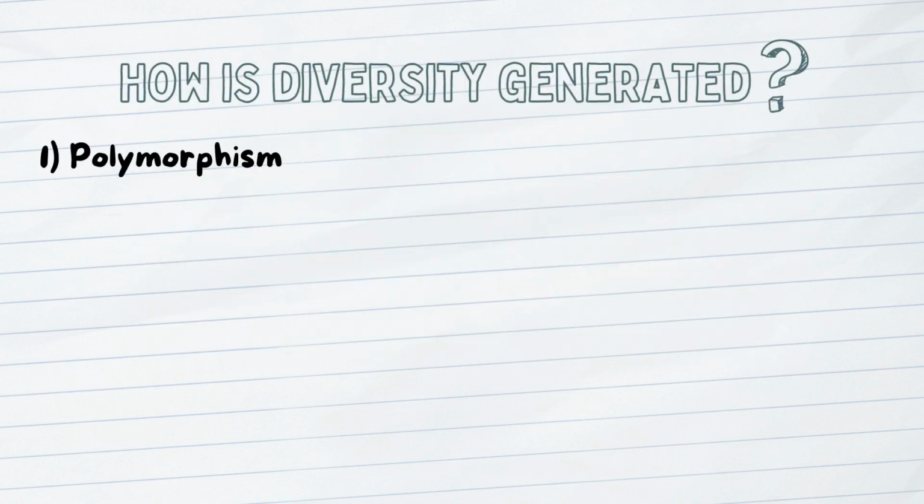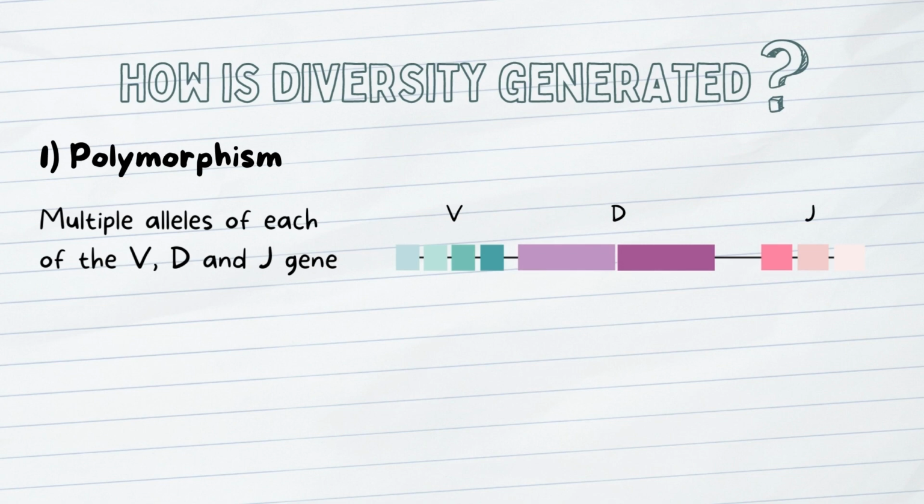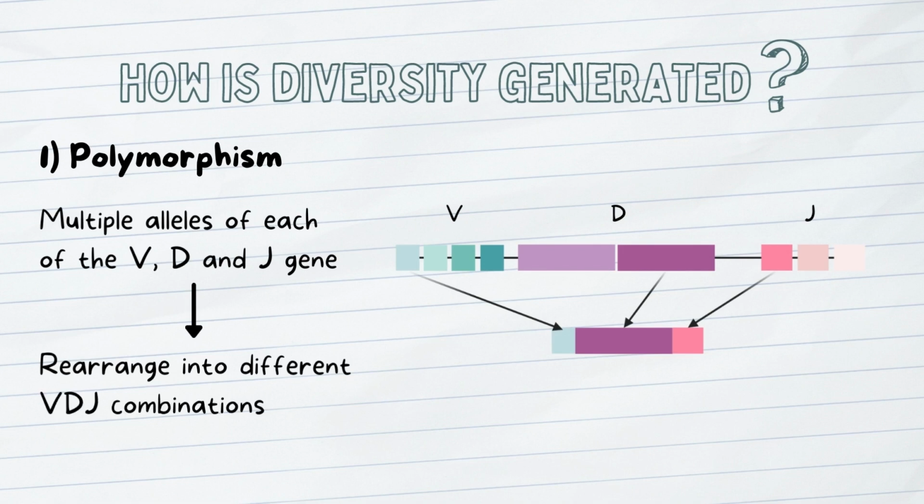The first source of diversity is polymorphism. In humans, there are multiple alleles of each of the V, D, and J genes that can be rearranged into specific VDJ combinations. This greatly expands the number of different TCRs possible from a limited pool of genes.